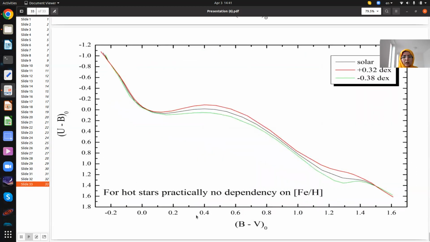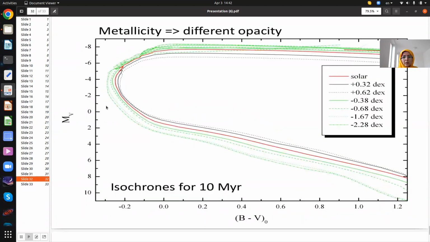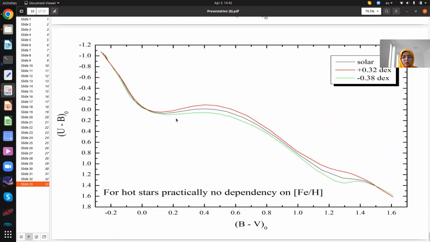Also, this is the color diagram. For hot stars, there is practically no dependence on Fe over hydrogen, or iron over hydrogen. If we do not consider reddening, we have this type of isochrone, which is not like this one and has some difference and some discrepancy. But here, it has no discrepancy.